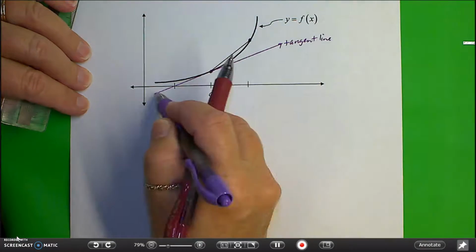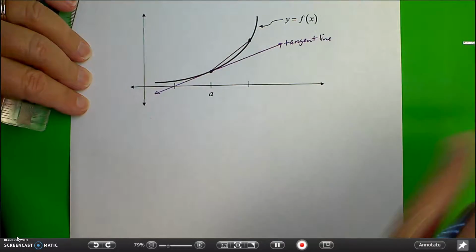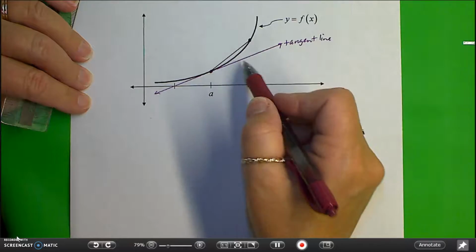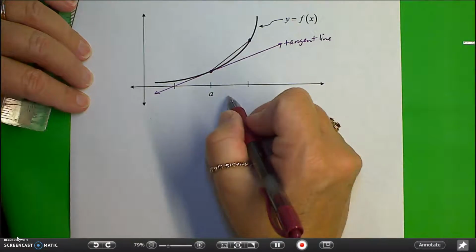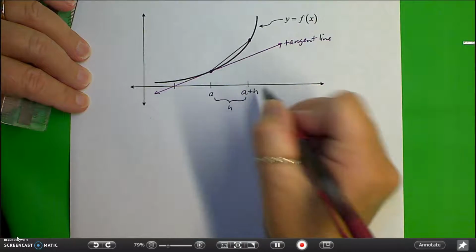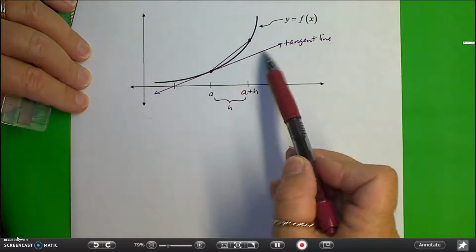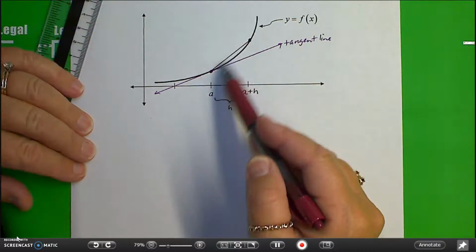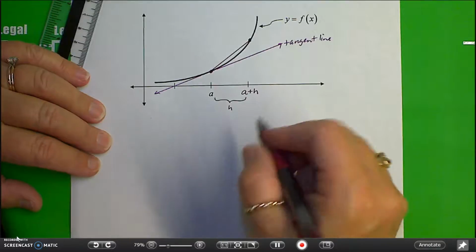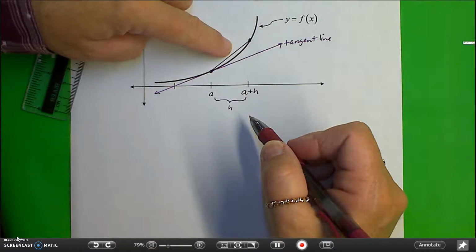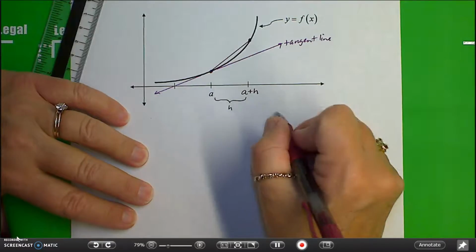And it's not awful. It doesn't look great here because we're zoomed in pretty far. But that's a method that we did. And we would have called this, say the distance between here and here is h. So this would be a plus h. So we can see visually that those slopes are a little bit different. But as we let h get smaller and smaller, we knew that those slopes became closer and closer in value.